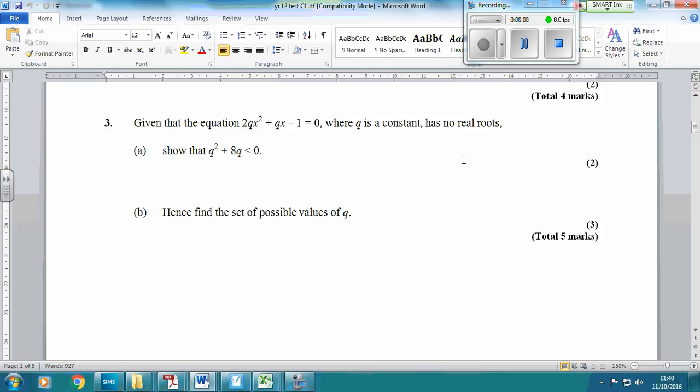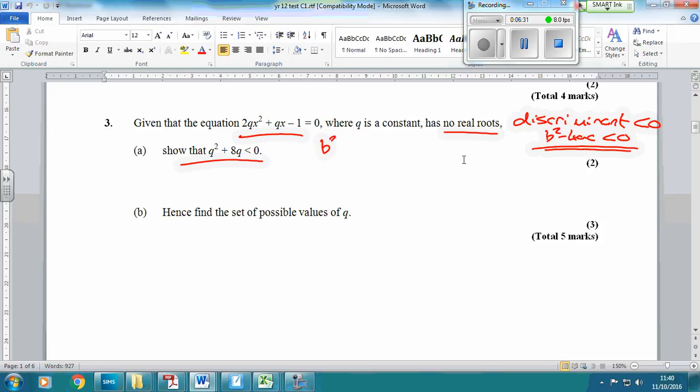Given that this equation here has no real roots, show that this is less than 0. So if it says no real roots, that means the discriminant is less than 0. So the discriminant, of course, is b squared minus 4ac is less than 0. And writing this here is usually enough to get the first mark.